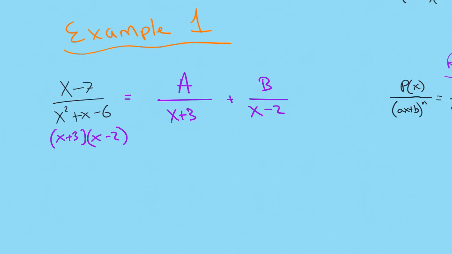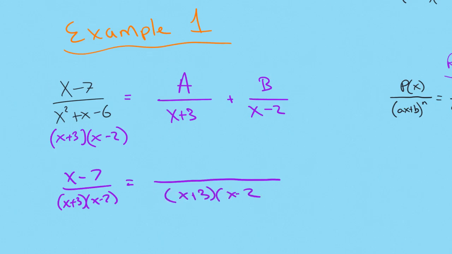And so what I'm really going to get here is, on the left side, I still have x minus 7 over, and I'll write it in factored form, x plus 3, x minus 2. And on the right, I'm going to get common denominators, but just involving a and b. So if I were to get a common denominator here, it would be x plus 3, x minus 2. And on the top, I'd have to multiply a by x minus 2, and I'd have to multiply b by x plus 3, just like we did in the warm-up.